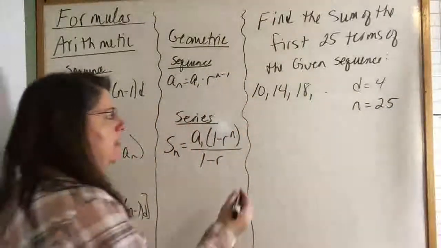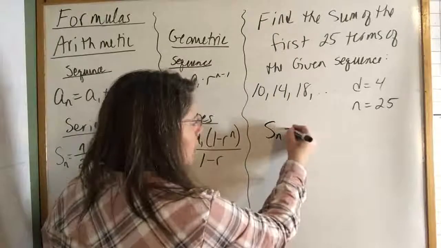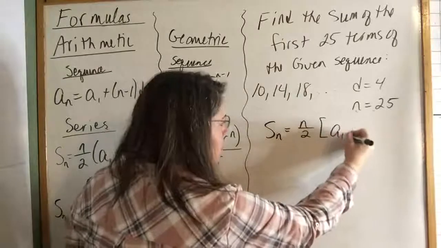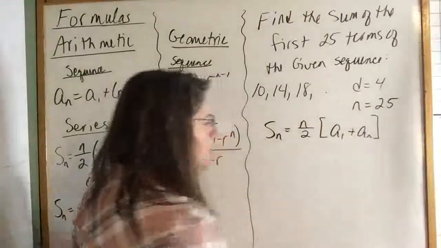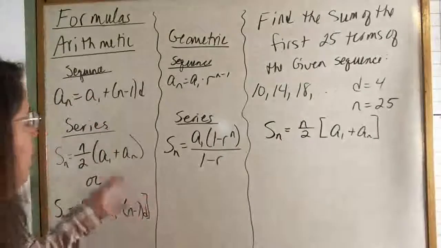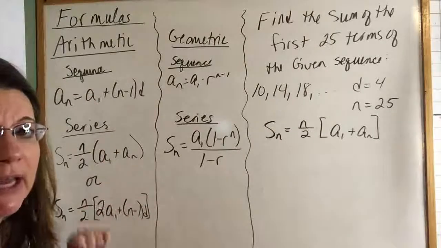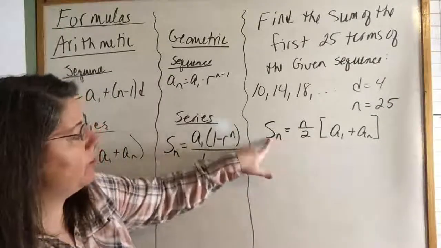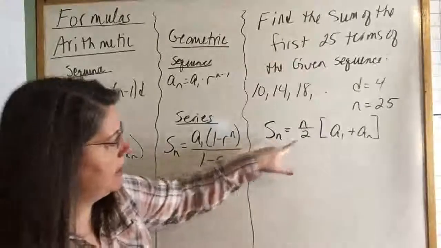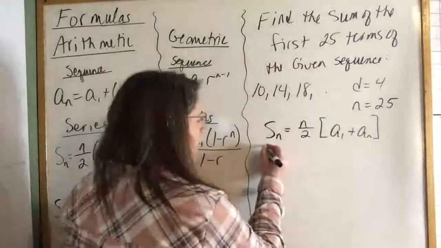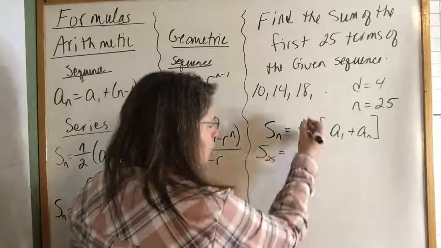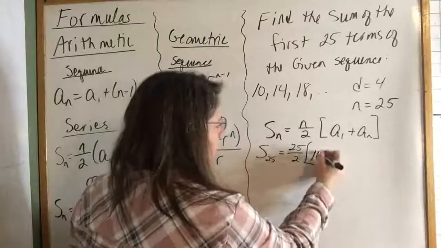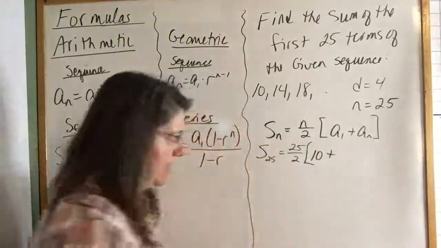So they want us to find the sum of the first n number of terms. So S sub n is equal to n over 2 times a sub 1 plus a sub n. I'm going to show you with this one how to use both of the series formulas for arithmetic so that you understand how they both work. So with this one, if I want to find S sub n, n is 25, so I would do S sub 25 is equal to 25 over 2 times a sub 1 is the first term, that's 10, plus, we don't know what a sub n is.